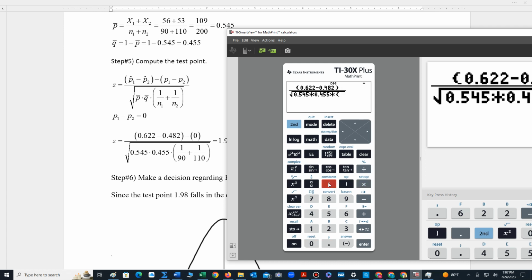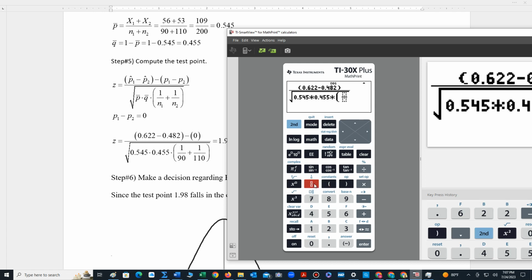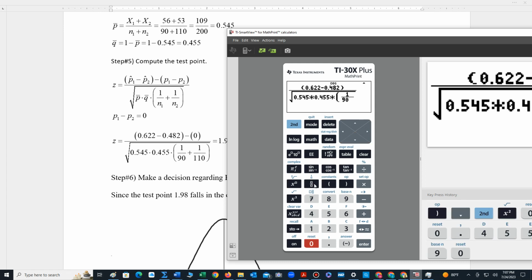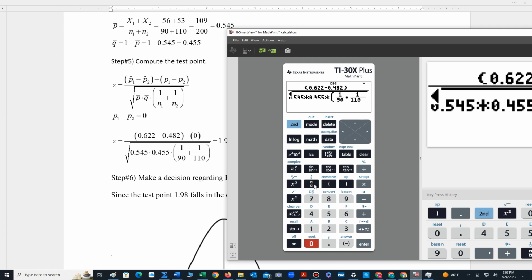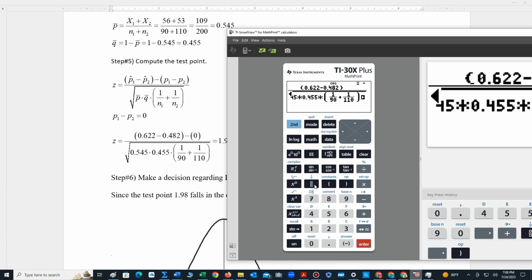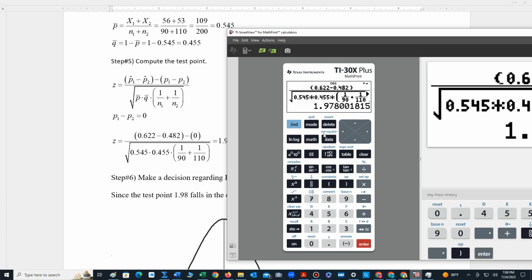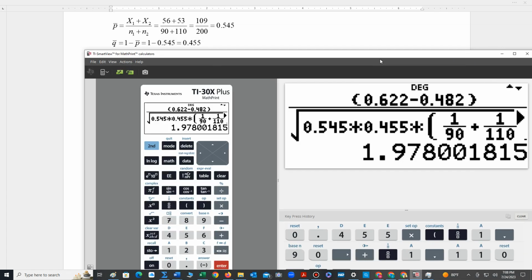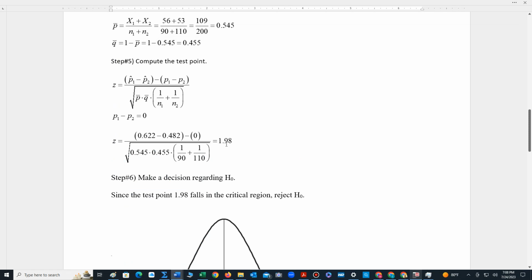times, once again I use parentheses, and that's 1 over 90 plus 1 over 110. Close the parentheses, select enter, and we end up with the value. It's 1.978. That rounds to 1.98.